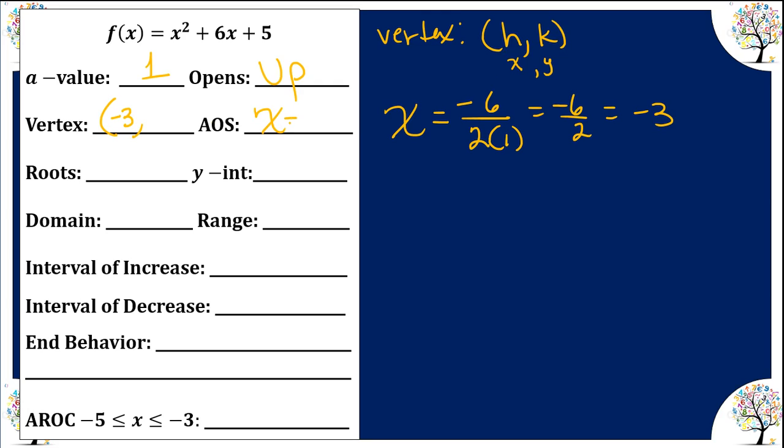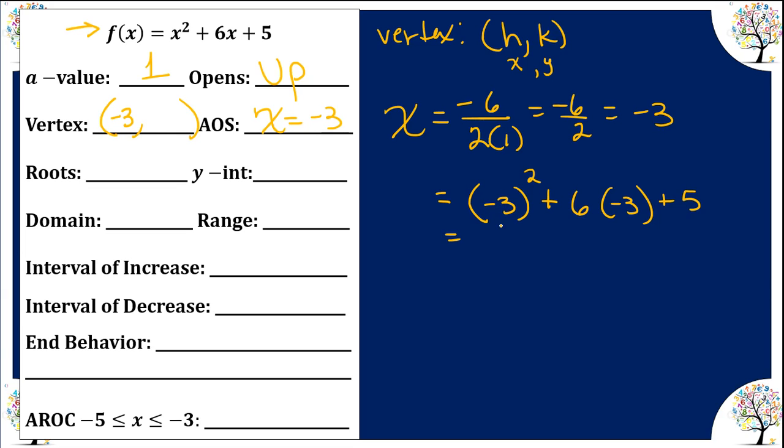That's also our AOS. Now, to find the y part of your vertex, you plug the value of x, which in this case is -3, into the equation. So when we plug in -3, we always use parentheses when we are substituting in a value. So we have (-3) squared plus 6 times (-3), and then plus 5. So carefully use order of operations.